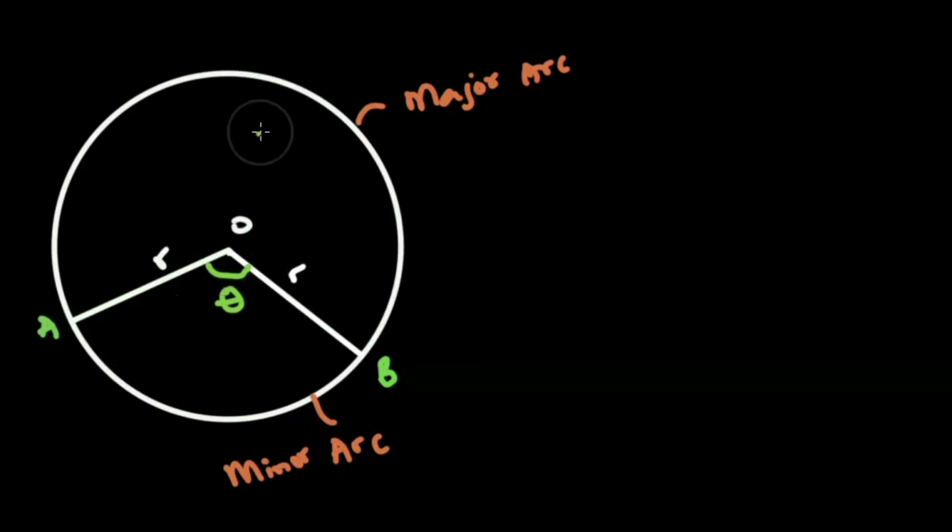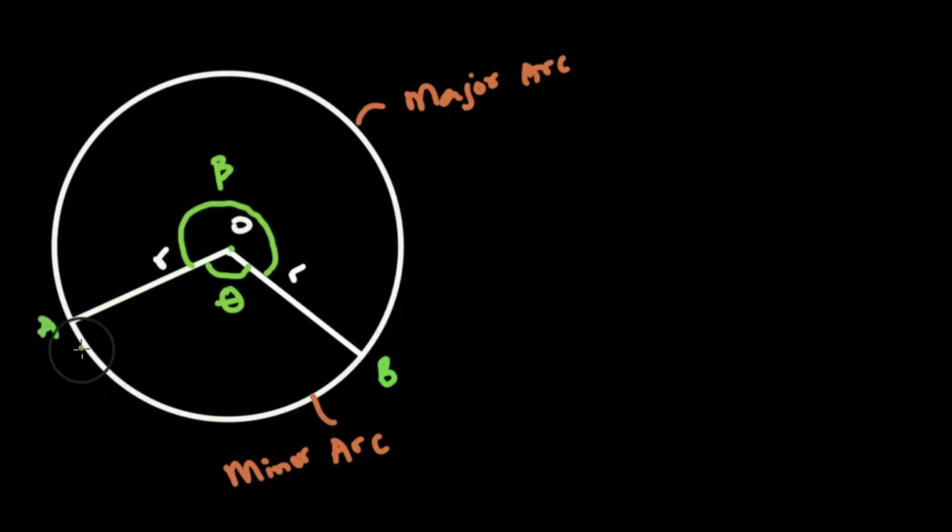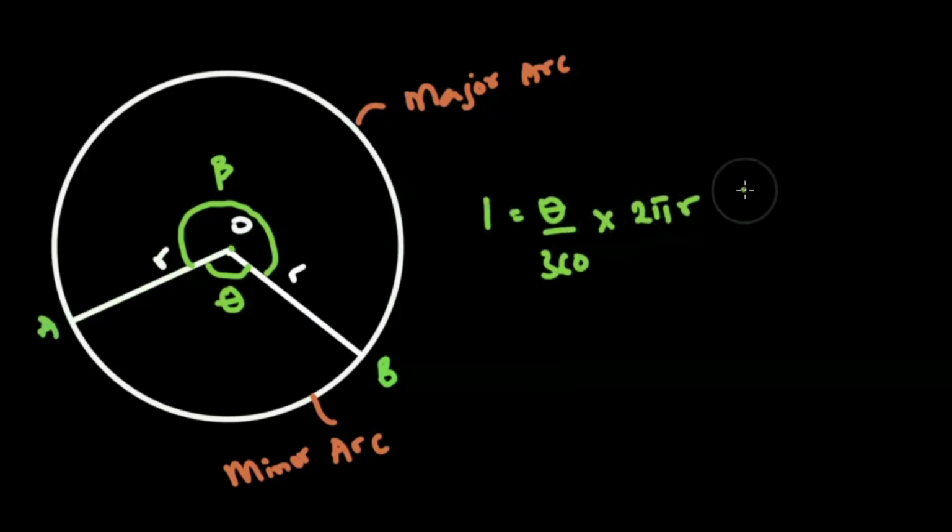The major arc also has an angle facing it. Let's call this angle beta. The sum of theta and beta will give us 360 degrees, because the sum of angles at a point gives 360 degrees. So what is the length of the arc? The length of the arc is theta over 360 times 2 pi r.